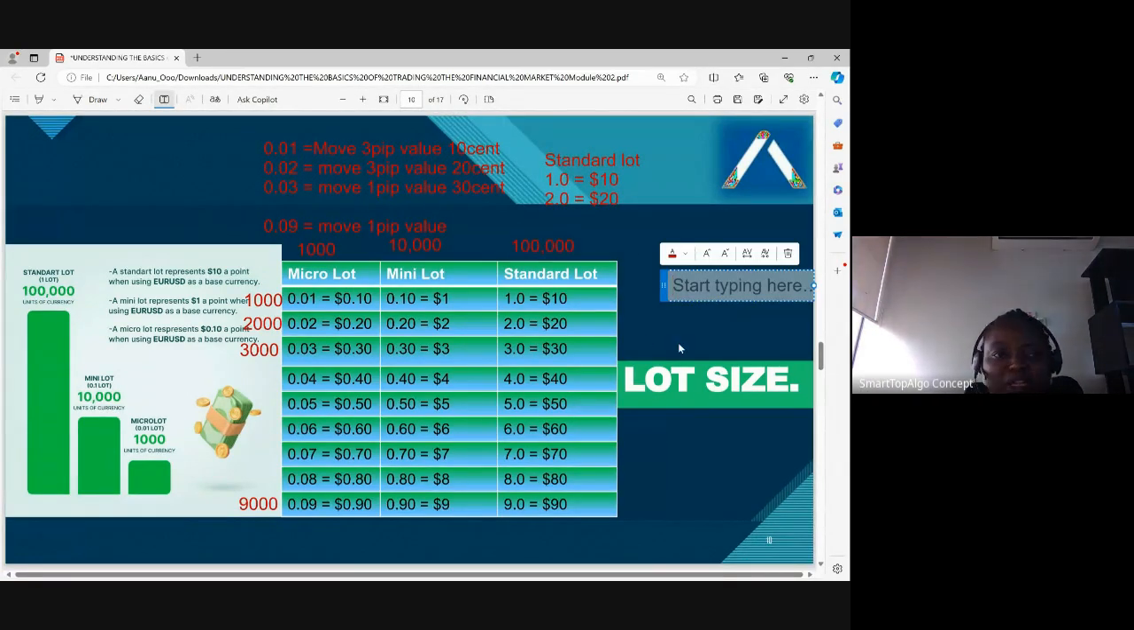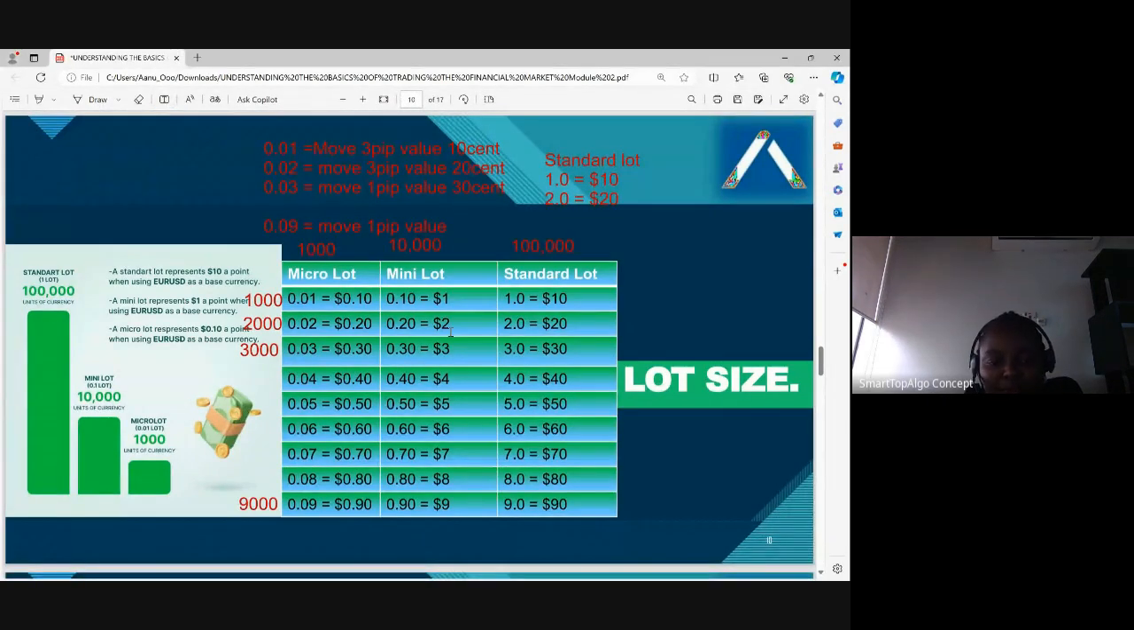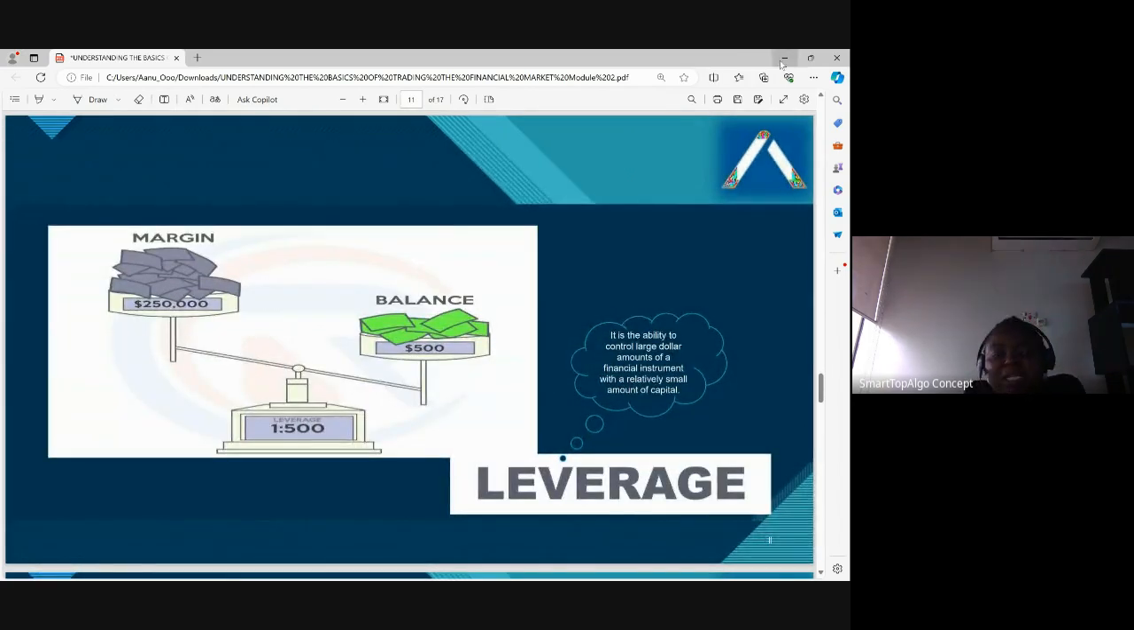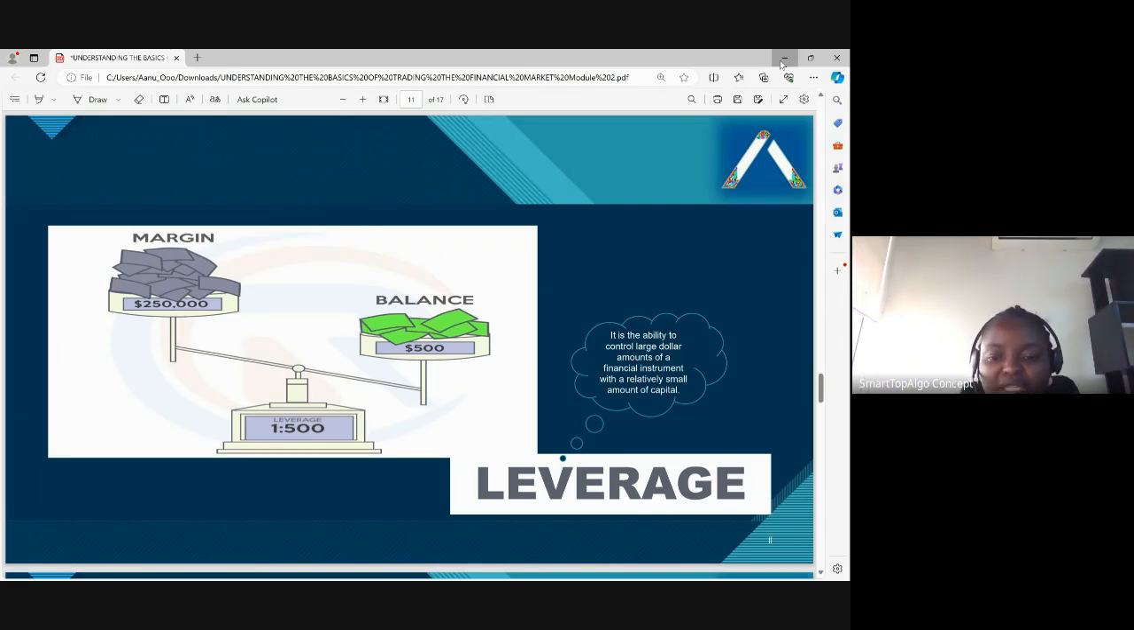And that is where the lot size comes into play. Are we together? Now, having said this, let's go to the next topic, which is leverage. Initially, if you look at my lot size calculation, the lowest you can trade with in forex before now is $1,000. That was before. But this is one thing that leverage helps us with. And that's where we come to leverage.